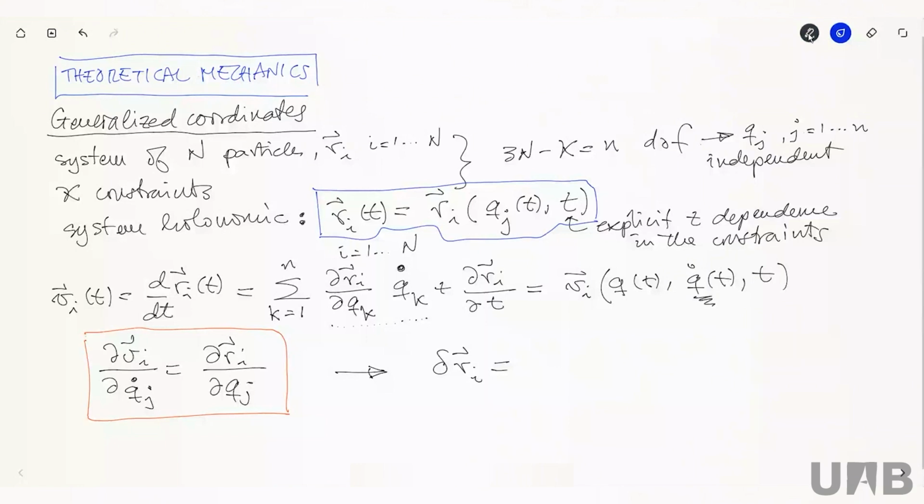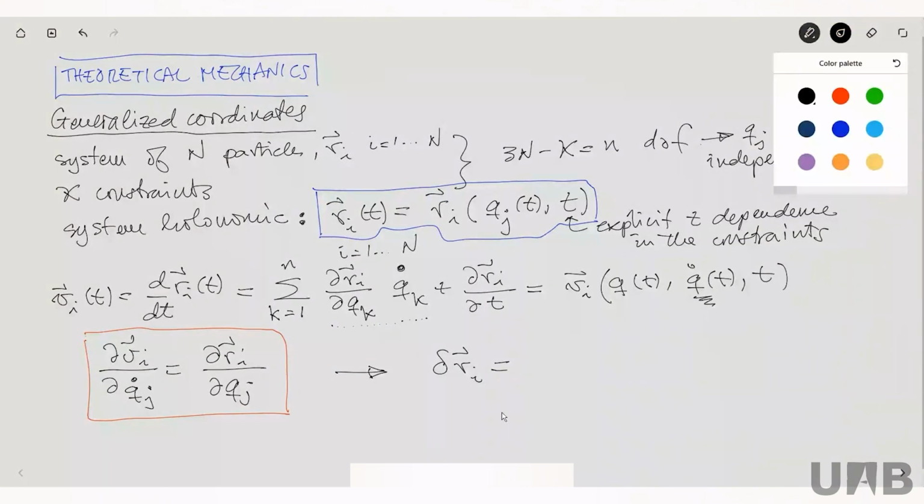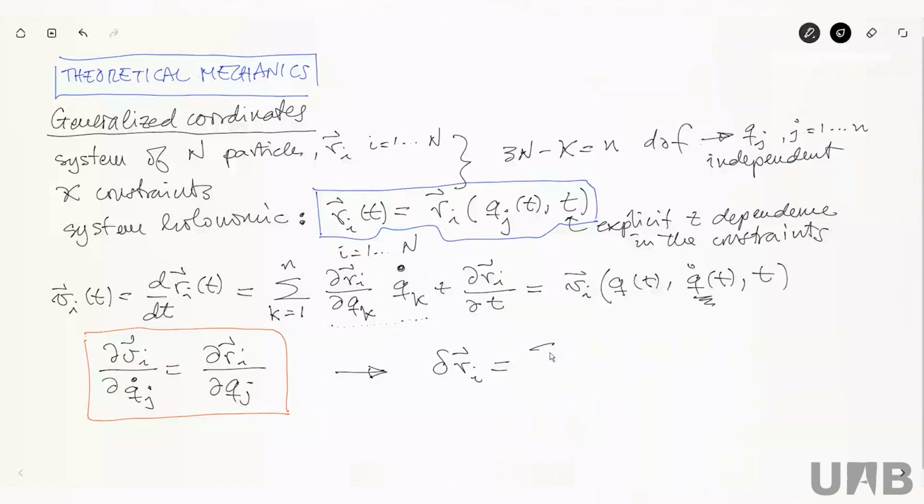So since r is here, the virtual displacement of r is going to be the sum from j equals 1 up to n of the derivative of r_i with respect to q_j times delta q_j. And this is what defines a virtual displacement, right? Because I'm varying r without varying the explicit time dependence, right? It's only q that is moving here, okay?